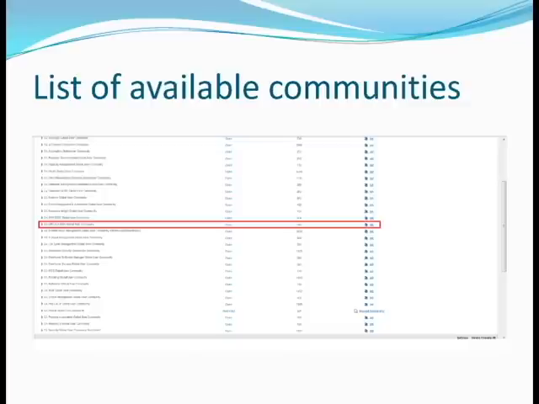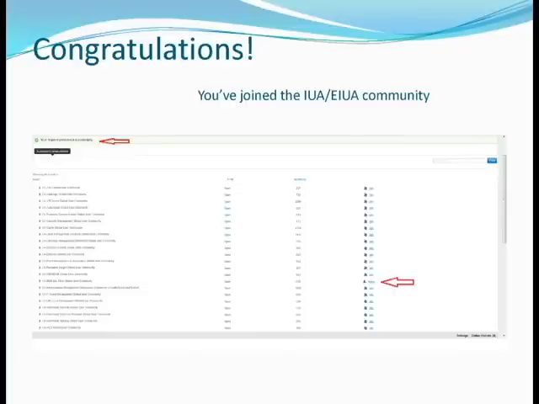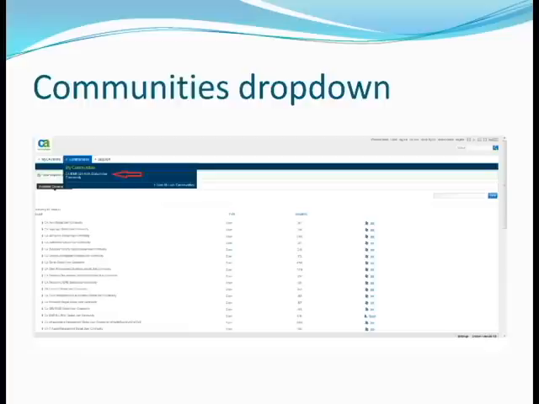On the right side of the screen, click the Join link. The system responds that your request has been processed successfully. Also note how the Join link has changed to Leave. You are now a member of the IUA EIUA Global User Community.